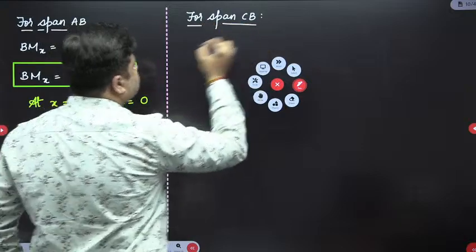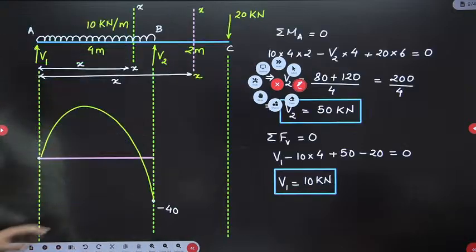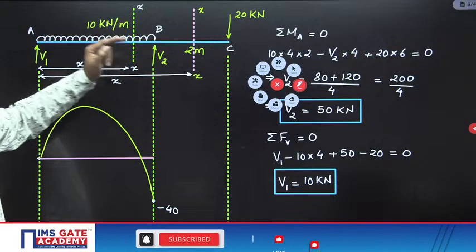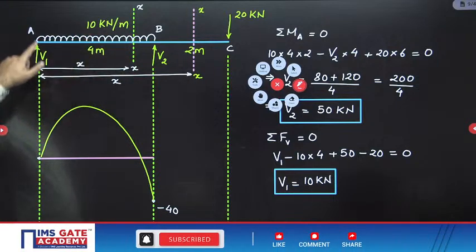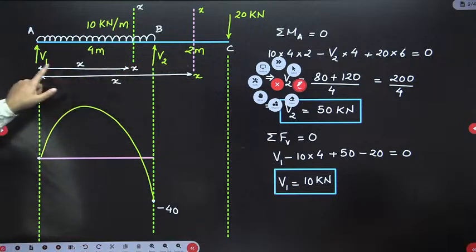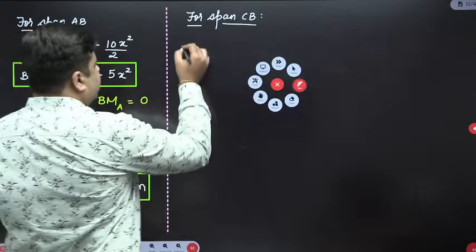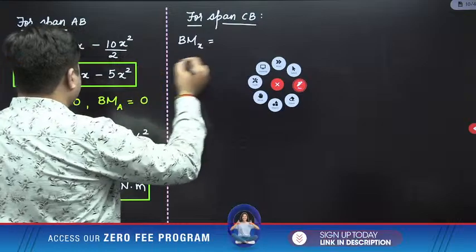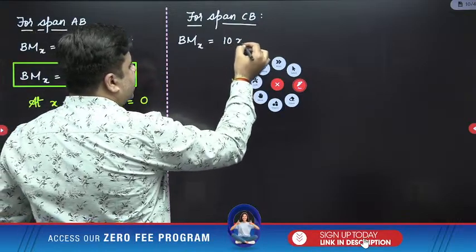what I need to do is I have to stand over this section XX and observe the left side. The moment you observe the left side, you will have first sagging moment due to V1. Value will be V1 into this distance X. And V1 you have already calculated, which is 10. So 10 into X will be the first moment.